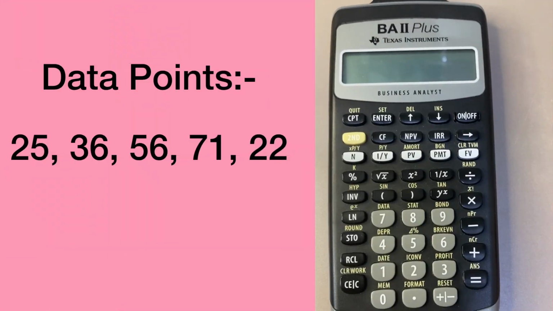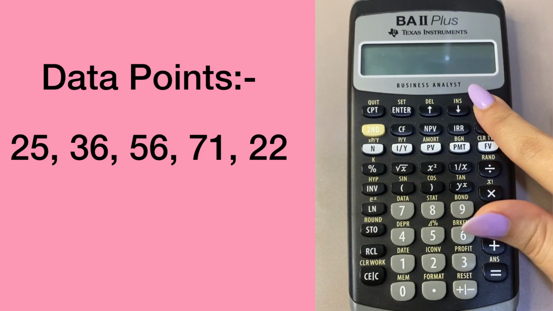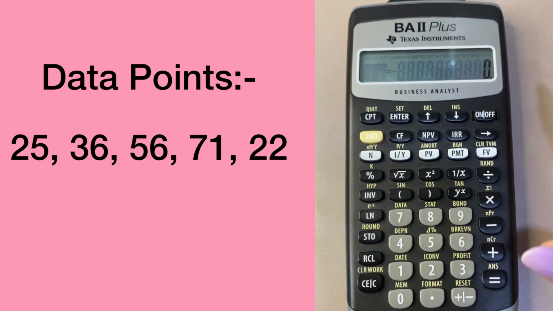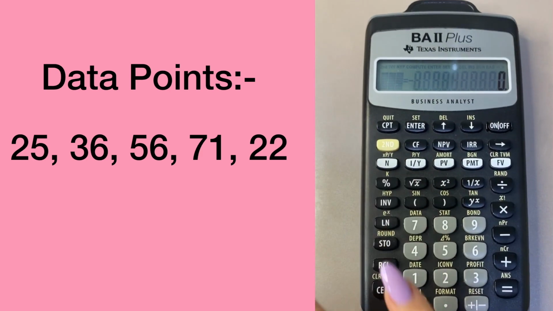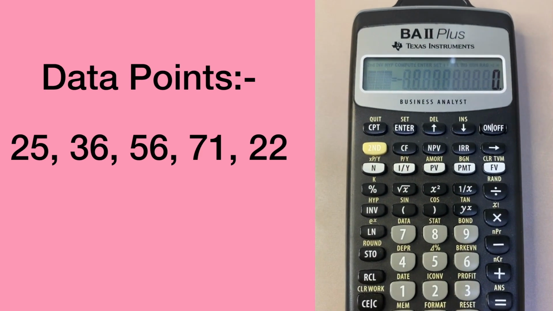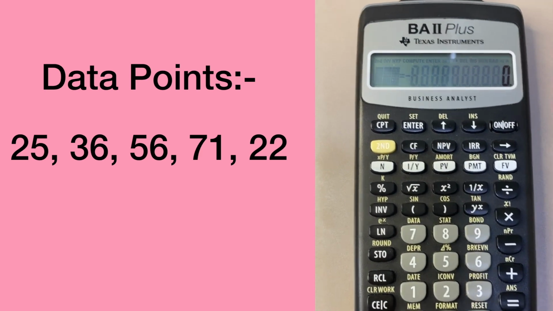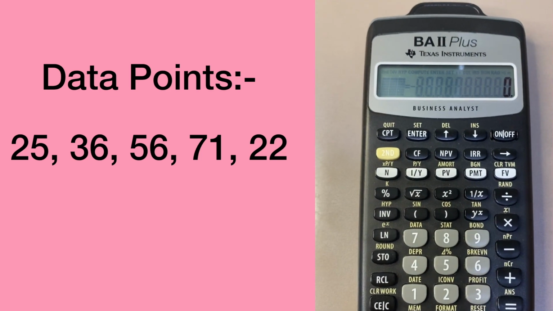So let's get started with this part. Let's turn on the calculator. You can see I've put 5 data points on the side here. They are just randomly picked numbers, no questions. So just keep in mind, it's just an example. So now we have 5 data points.